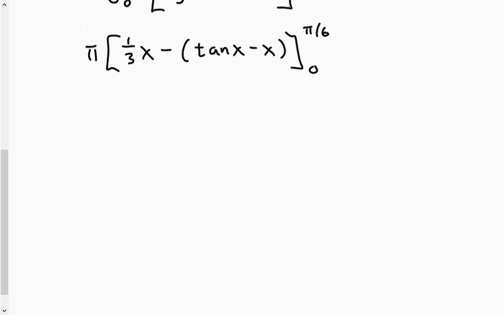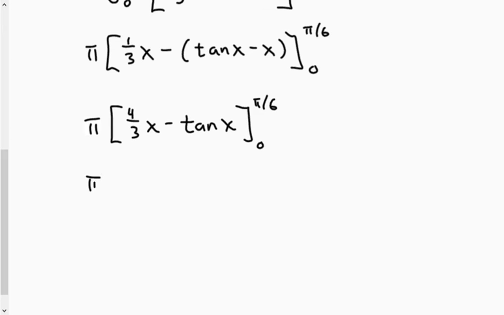So before I evaluate it, I think I'll leave the pi here. And then I'll do 1/3 x minus tangent of x minus x. Well, 1/3 x minus a negative x would be 1/3 x plus x, which I believe is going to give me 4/3 x, and then minus tangent of x. And we do it from 0 to pi over 6. So we've got pi times, I'm going to put pi over 6 in for x. So I'll get 4/3 times pi over 6 minus the tangent of pi over 6.